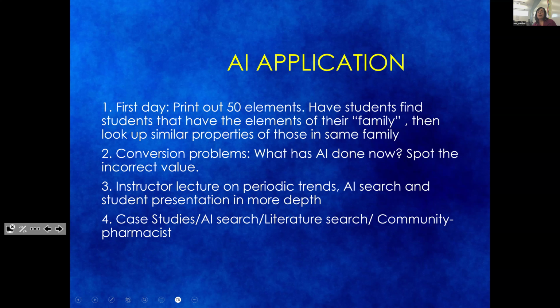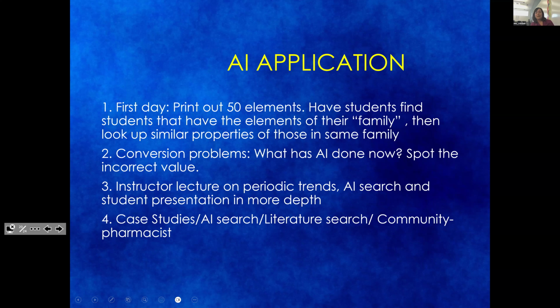The other things that I've done is with conversion problems, I'll ask for a one-step, two-step, and three-step conversion problem, and have AI generate that. And then I'll say, okay, what has AI done? Spot the incorrect answer, spot where it misread my prompt. And so the students can look at their own work and they can see what AI has done wrong, which I think is a great way to do it.